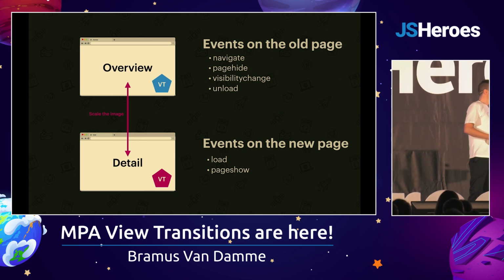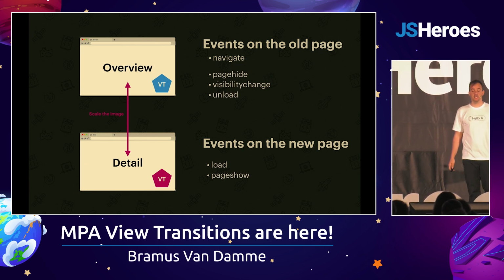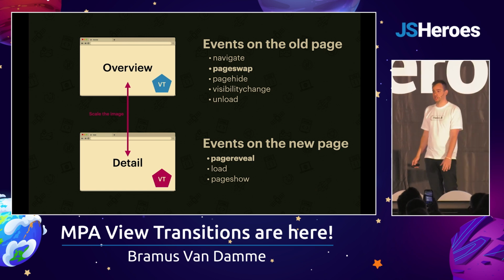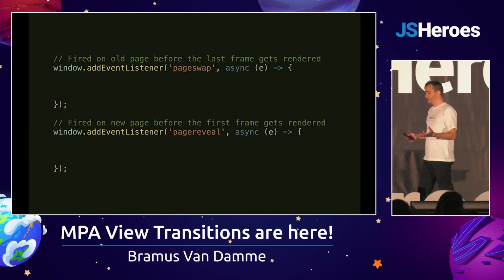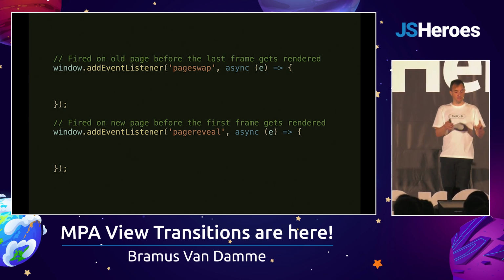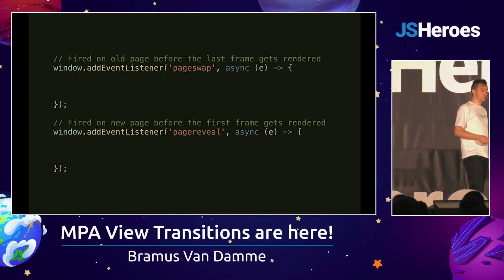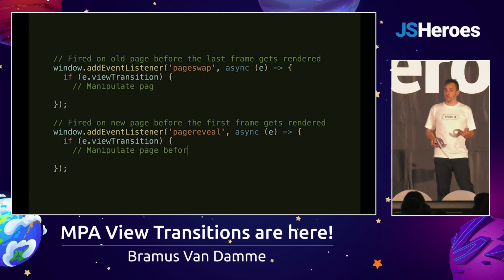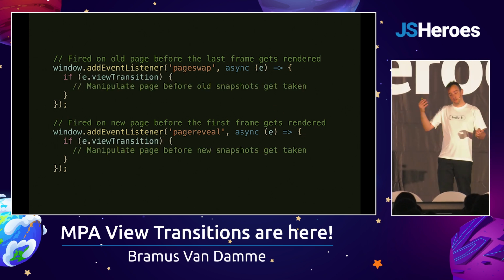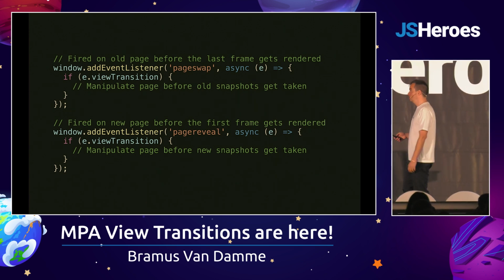So to allow you to do that, we came up with two new events that you can use. They're called page swap and page reveal, and these get triggered at the window level. These events always get fired for every same-origin navigation. And if a view transition is happening, in there you have access to a view transition object: on the old page the old object, on the new page the new object.